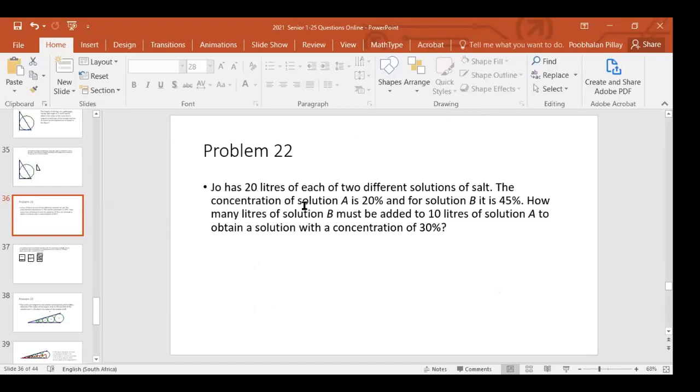Joe has 20 liters of each of two different solutions of salt. The concentration of solution A is 20%. And with these problems, people usually get really stumped, because they don't use the words. The words that are used, you have to unscramble so that you understand the meaning of it. So you've got two different solutions of salt, and it's got 20 liters of each, right? Okay. So what happens now?